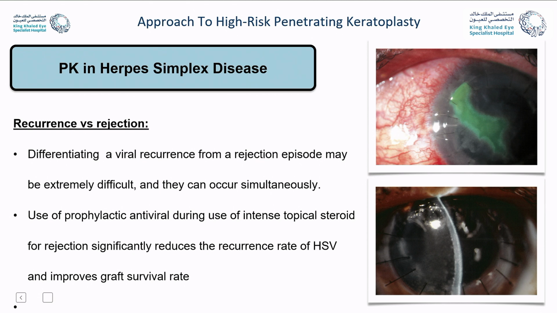It is extremely difficult, and they can occur simultaneously. So using prophylactic antiviral will prevent you from facing this situation with the intense topical steroids and will improve the survival rate.